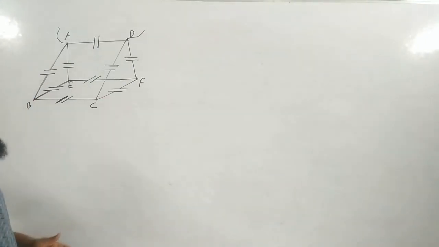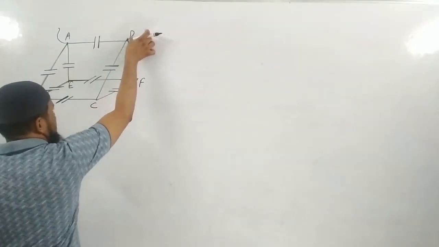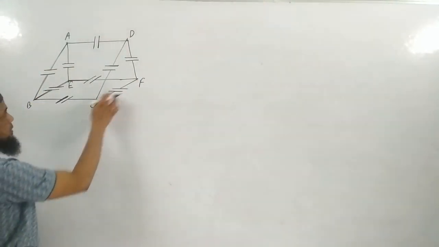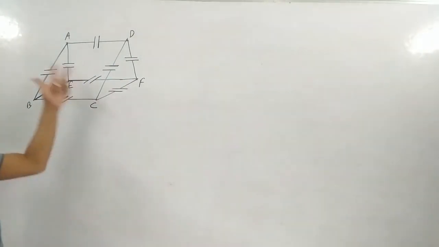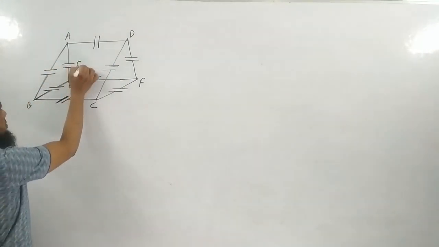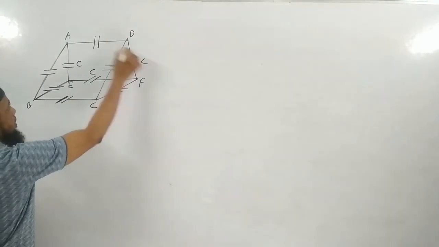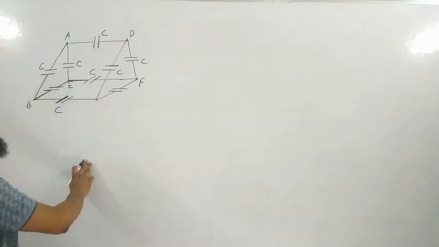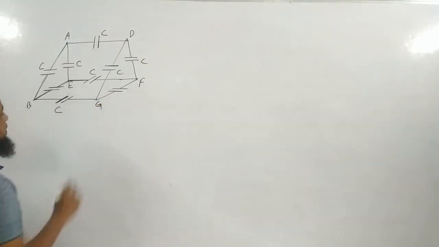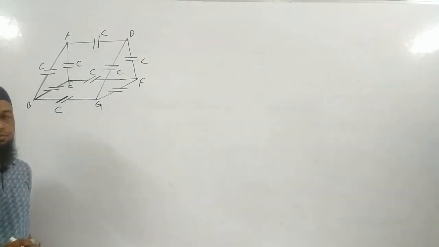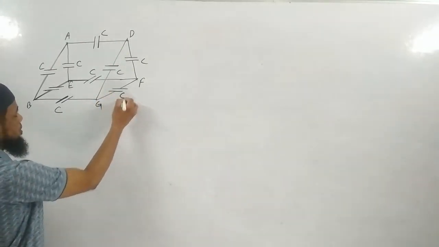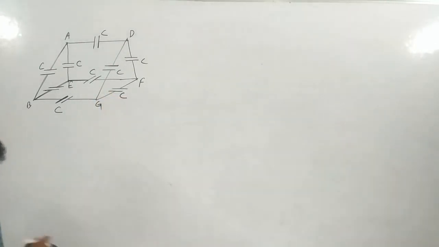Now if A and D is not given, and we have to find the capacitance between B and E, or between C and F in this particular circuit, where every capacitance is C. Let me call this point something different, Z, for example. We have to find the capacitance between Z and F. Each capacitance has magnitude C.